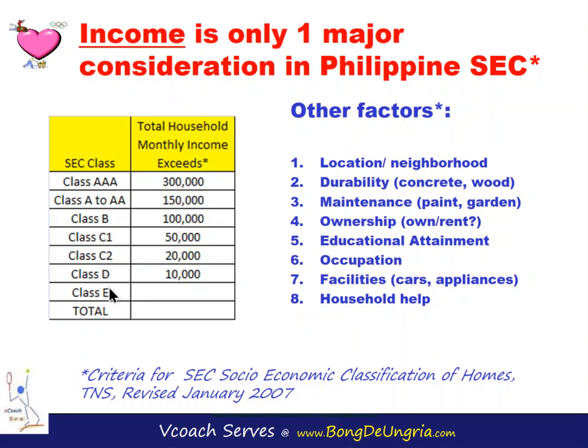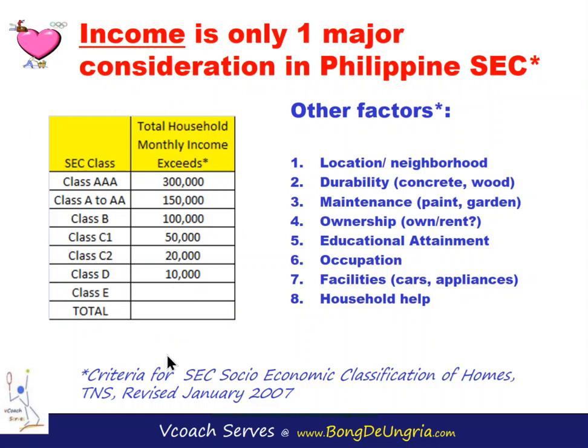AAA means that the total household monthly income, meaning the income of the father, the mother, and the other household members, exceeds 300,000 a month, then you're considered to be class AAA. On the other extreme, if the total household income does not exceed 10,000, then that household is classified as class E.